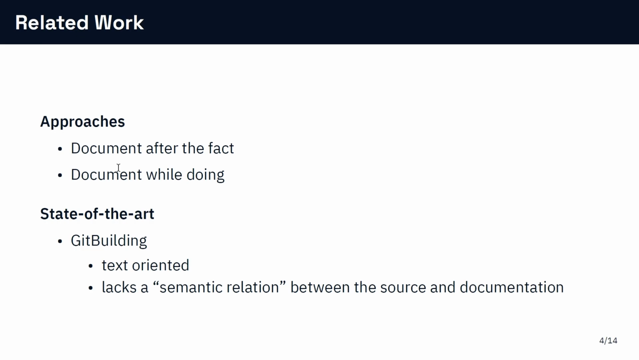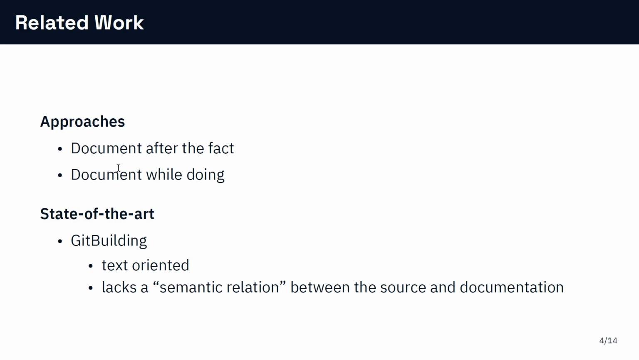And there are generally 2 approaches to documentation. One is after the fact. So you design a machine and then you document. And this is, I think, typically what a company would do. But for open source hardware, document while doing is a better approach. You document while you're doing. And in essence, open source hardware is always in development. And the current state of the art is something like Git building.